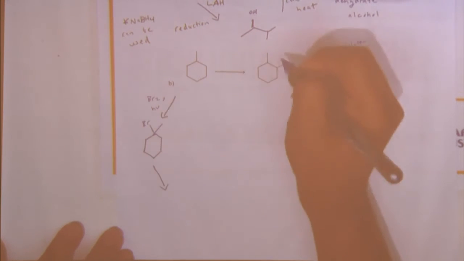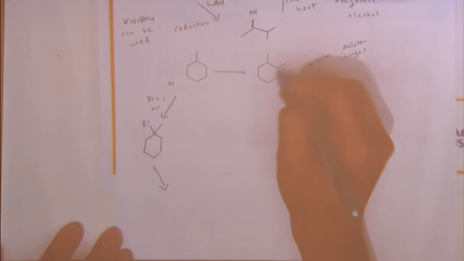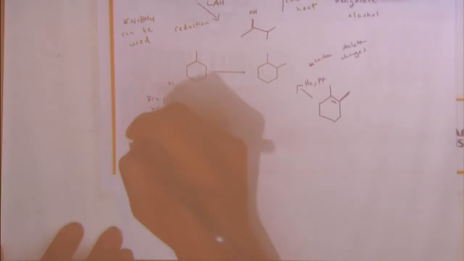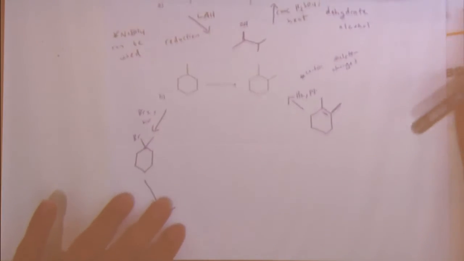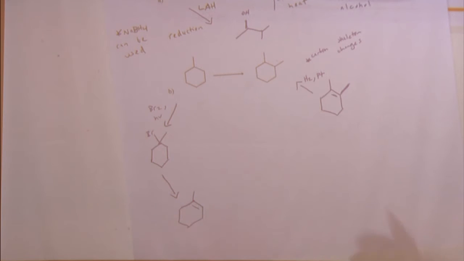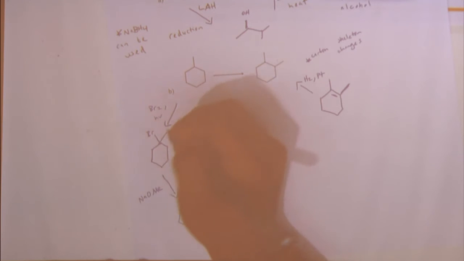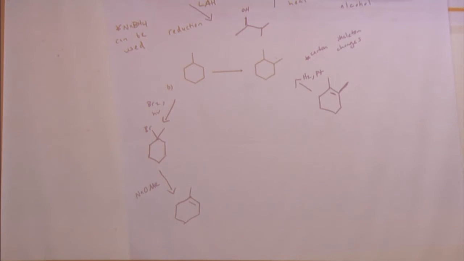So if I'm getting a methyl group added to a different position, I'm probably going to have to form a double bond to add on that side. So I'm going to want an elimination to occur to form a double bond. I want the more substituted product. So I'm going to use a strong, non-bulky base, such as NaOMe, which is sodium methoxide.